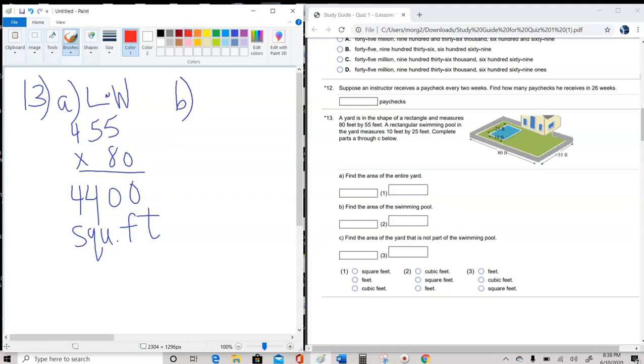Part B, find the area of the swimming pool. Since it's a rectangle, you also multiply length times width. So 25 times 10 is 250. Again, square feet.